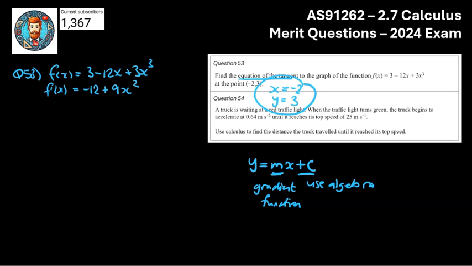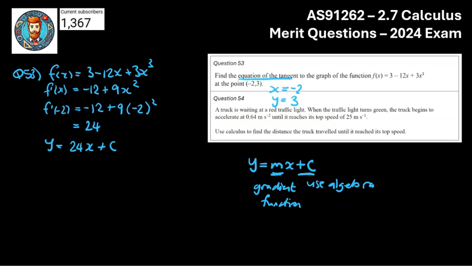I'm now going to find the gradient at this point. So I need to find the gradient when x is equal to negative 2. So f dash of negative 2 is what we're trying to find out here. So that's going to be negative 12 plus 9 times negative 2 squared. So calculating this, negative 2 squared is 4. 4 times 9 is 36, plus negative 12, that's going to be positive 24. So I've now got the gradient. So writing down my function here, y is equal to 24x plus c. That's where I'm currently at.